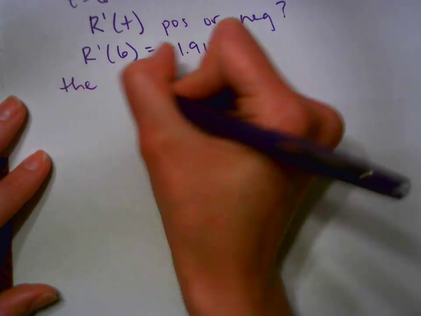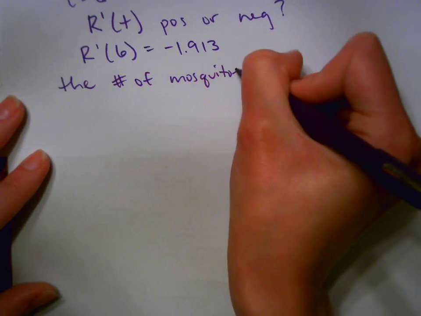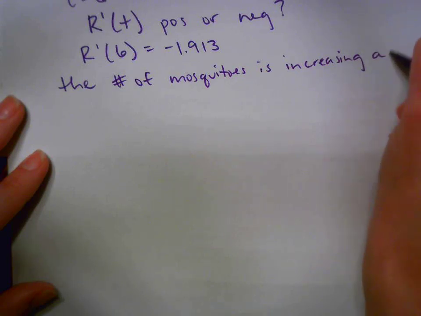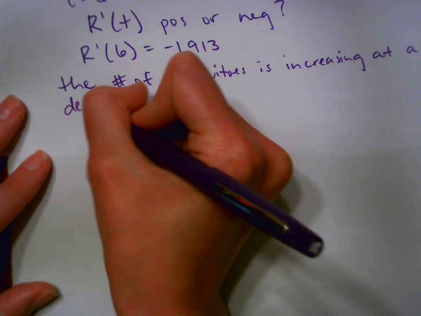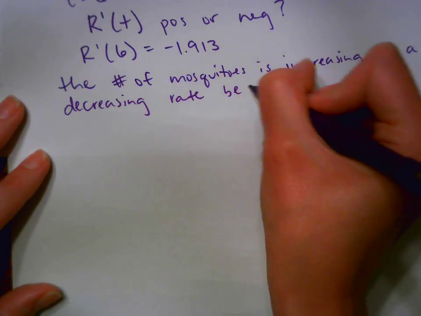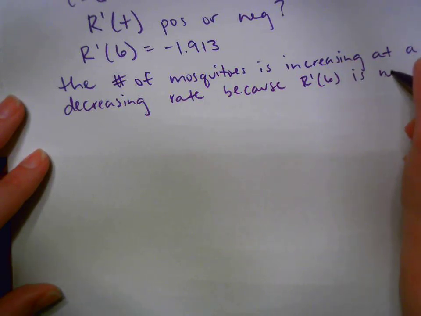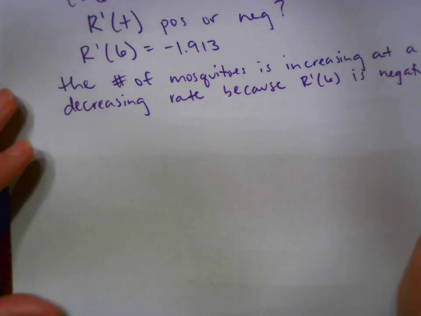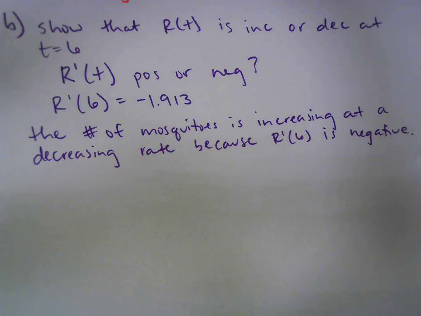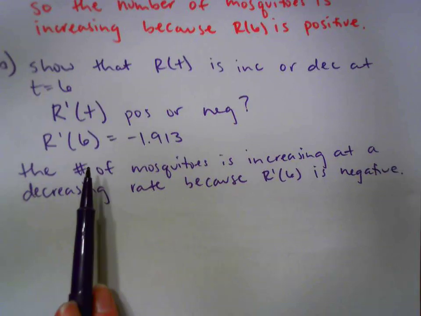The number of mosquitoes is increasing at a decreasing rate because r prime of 6 is negative. And that is B. So they kind of have a similar format, but here you were just worried about r of 6. Here you're worried about r prime of 6.